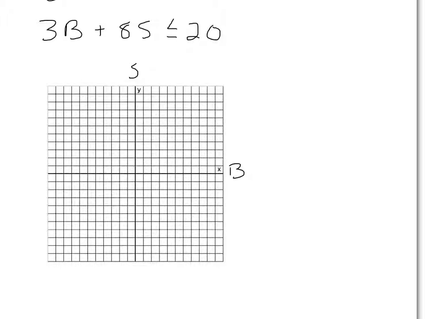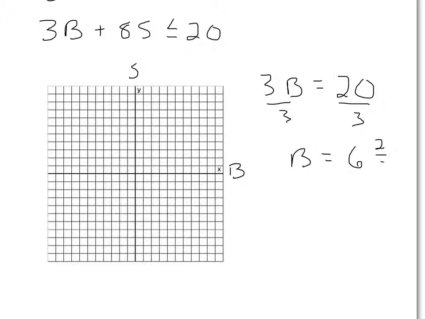So first, let's find the banana intercept. So 3b, I'm going to put in 0 for strawberry. That'll give me the banana intercept. And I'm just going to say equals because I'm looking for a point, 20. So divide each side by 3. So 20 divided by 3, how many times does 3 go into 20? 3 times 6 is 18, so that's 6 2/3.